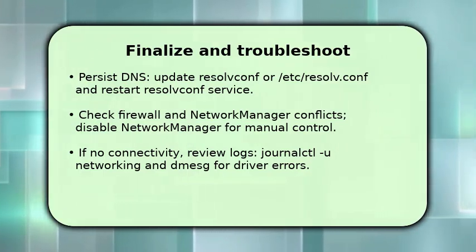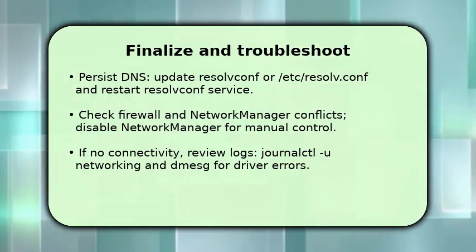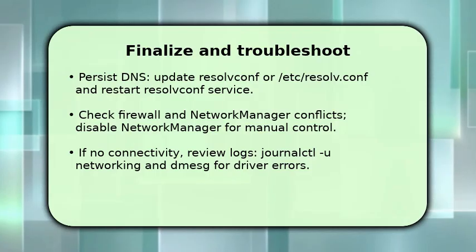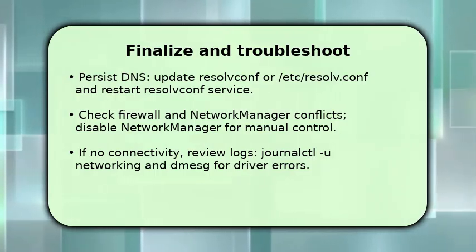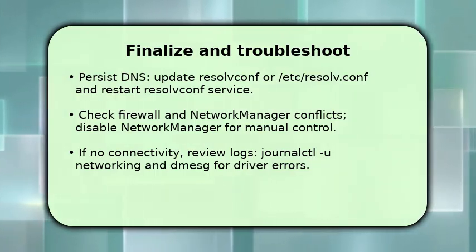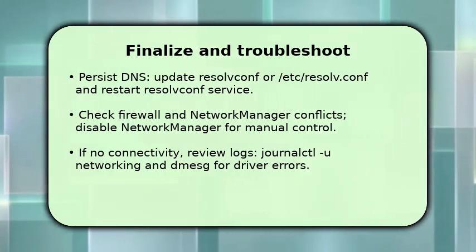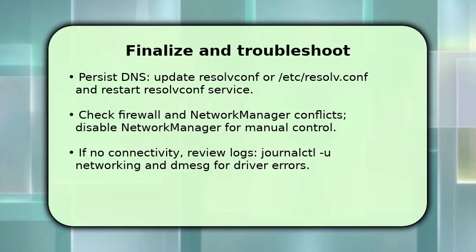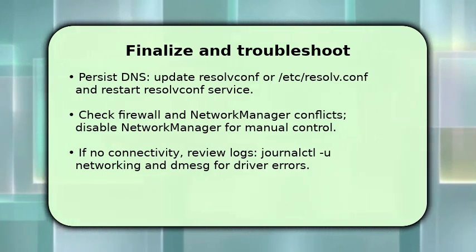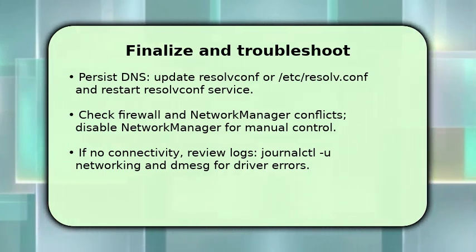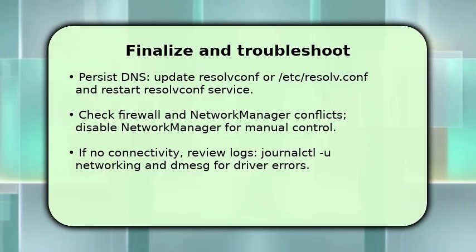If NetworkManager is managing the interface, disable it for that device to prevent overrides. This explains why manual edits sometimes fail. If you still lack connectivity, check journalctl -u networking and dmesg for driver or hardware errors, and confirm no firewall rules block traffic. One key tip: revert to backups quickly to undo breaking changes.